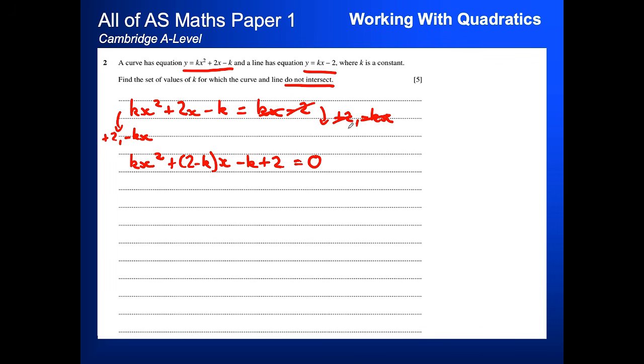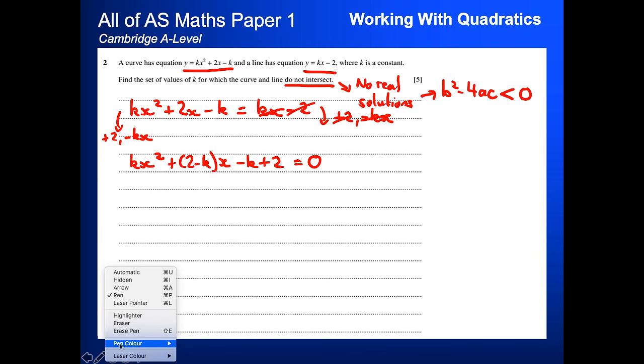We're now going to set this up where we're looking for no real solutions, i.e. they do not intersect. And if we want no real solutions, then we need to make sure the discriminant, b squared minus 4ac, which is really important, is less than 0. Now where do a, b and c come from? They come from the coefficients of the x squared, the x here, and then the constant term like so.